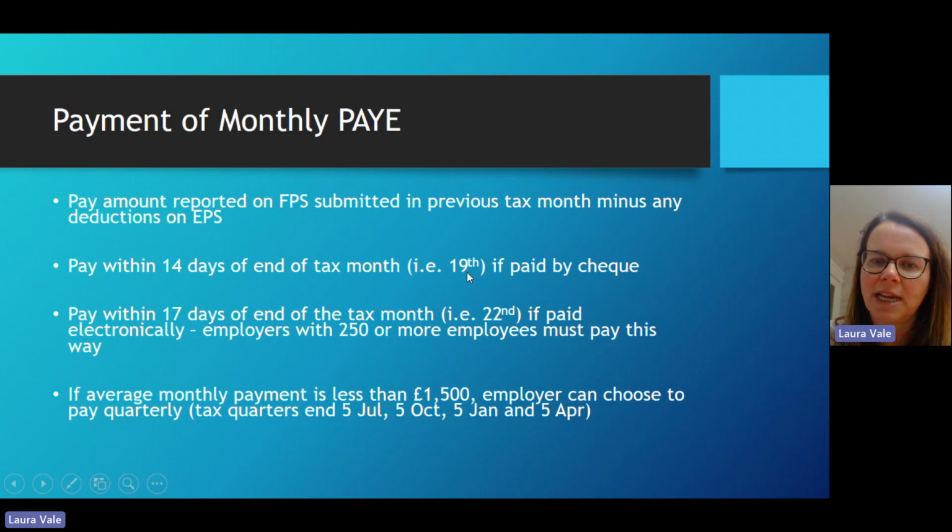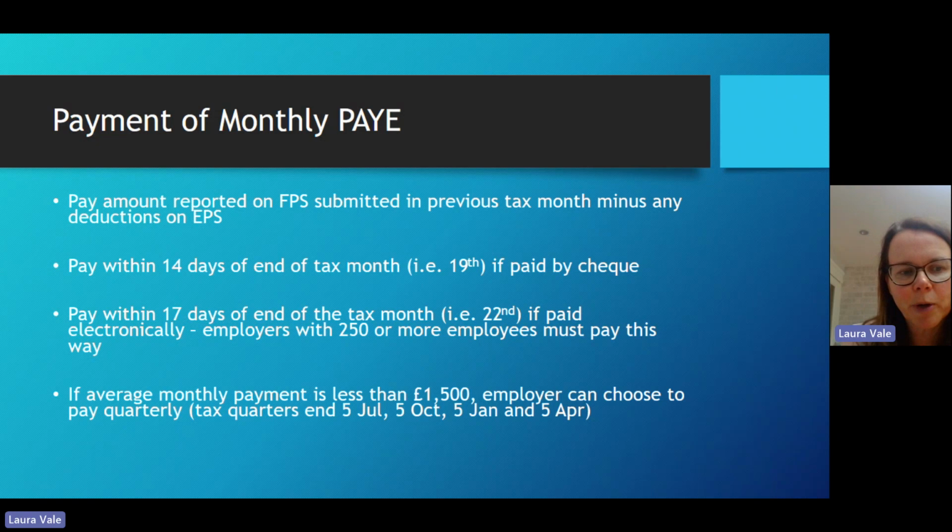So 5 plus 14 gives us the 19th if we're paying by cheque. Now, I can't imagine many people still pay by cheque. Most people are now going to do it electronically. So then you have 17 days, so that actually takes you up to the 22nd. So it gives you a little bit longer. And incidentally, employers that have 250 or more employees have to pay electronically. I think most people will now. It's almost not worth mentioning.